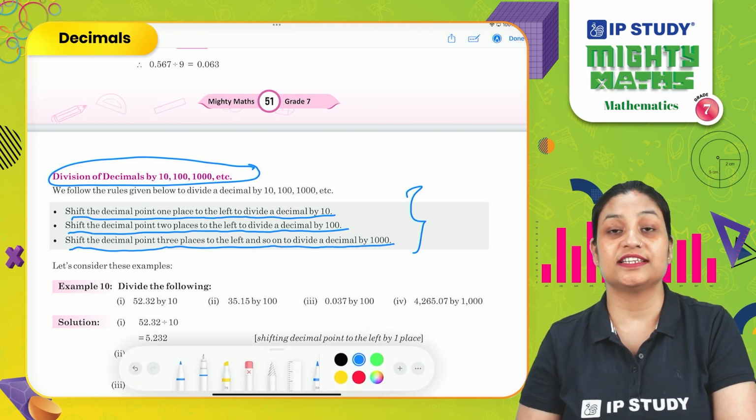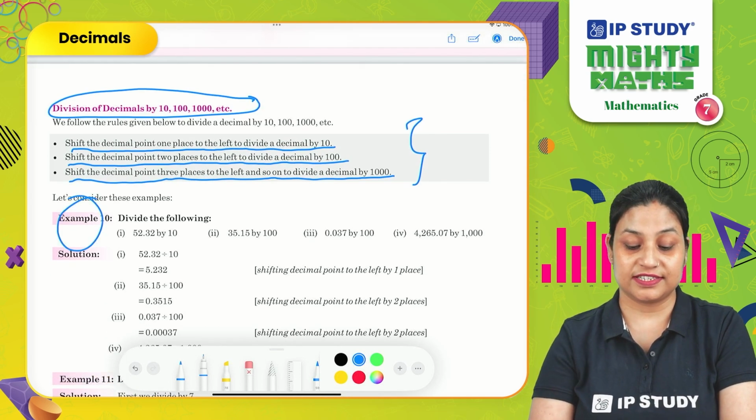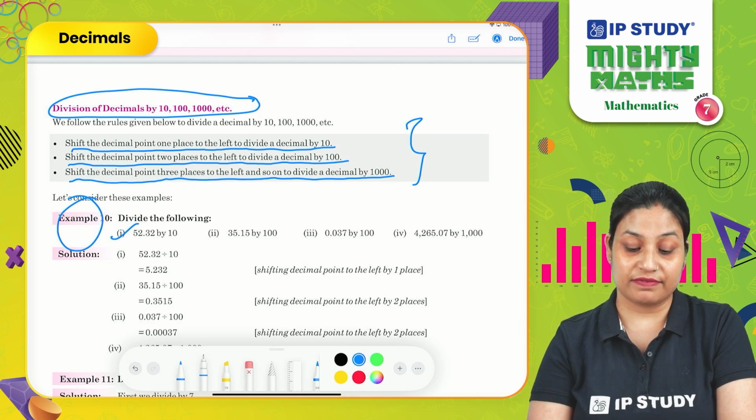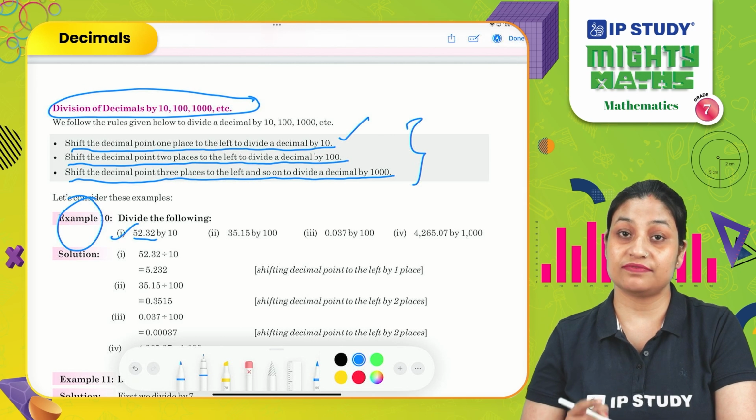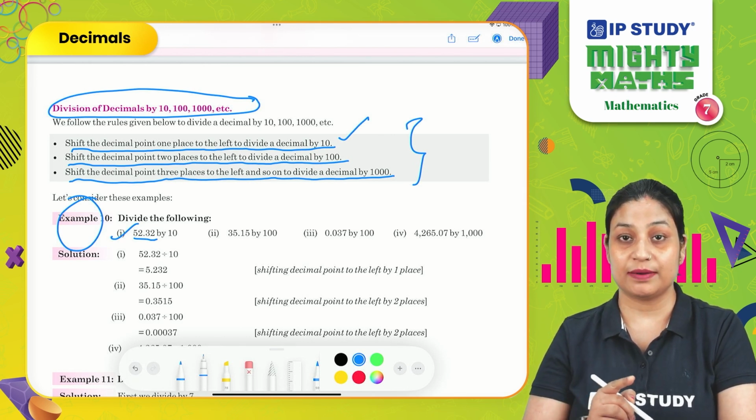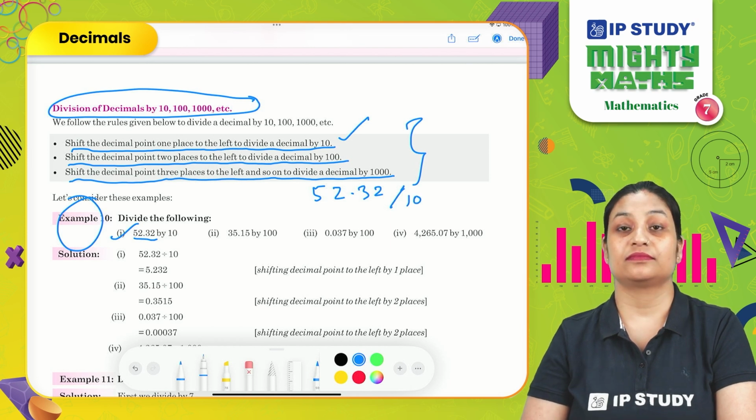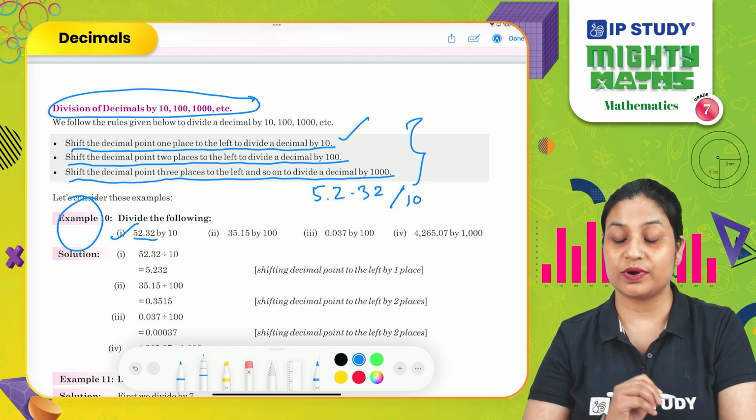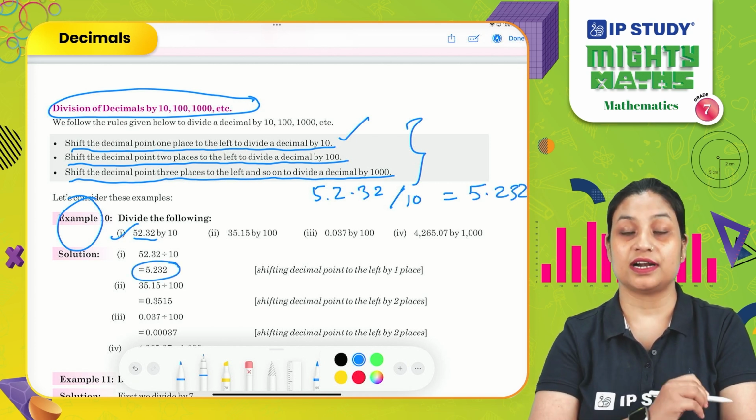In order to understand this, let's take some examples. Let me take example number 10 for you. Let's take the first part. It says you have to divide 52.32 by 10. As the statement is saying, since we are dividing it by 10, we have to shift the decimal place one time towards the left. So 52.32 divided by 10, you shift the decimal place one time towards the left. What is your result? Your result will be 5.232. This will be your result, right?